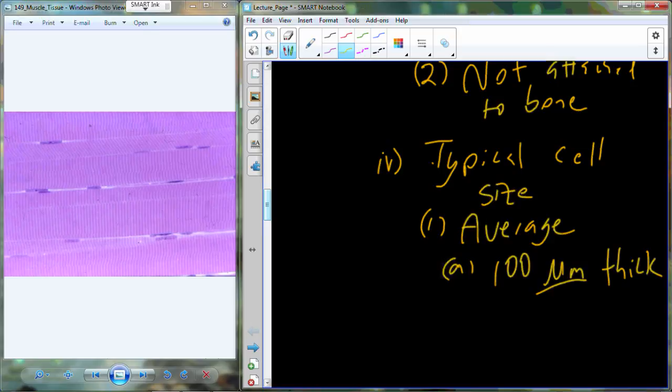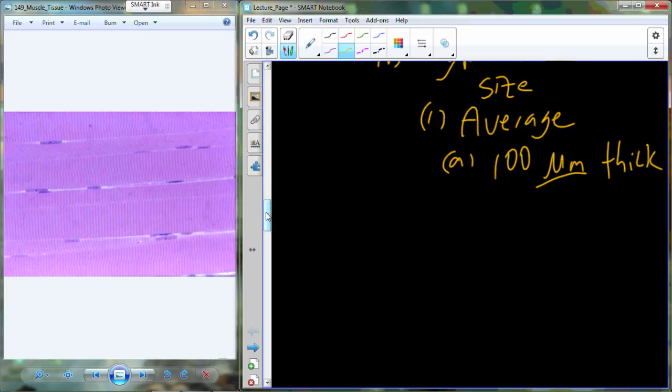Thousandth of a millimeter, one millionth of a meter. So you have 1 million micrometers in 1 meter, and 1,000 micrometers in a millimeter. An individual muscle cell at 100 micrometers in thickness, you could lay 10 of them next to each other to fill up 1 millimeter on the metric ruler.